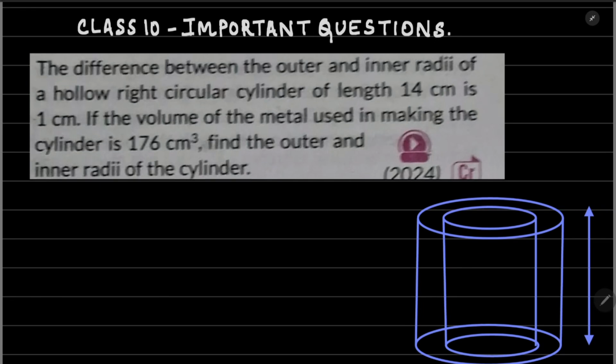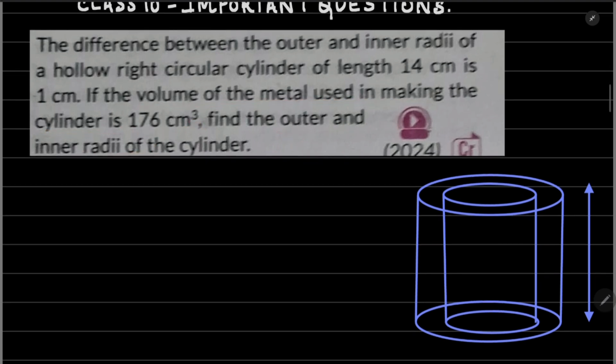So in today's video, let us do an important question from class 10th, surface area and volume. The question is, the difference between the outer and the inner radii of a hollow right circular cylinder of length 14 centimeter is 1 centimeter. If the volume of the metal used in making the cylinder is 176 centimeter cube, find the outer and inner radii.